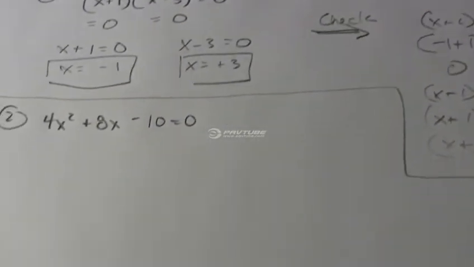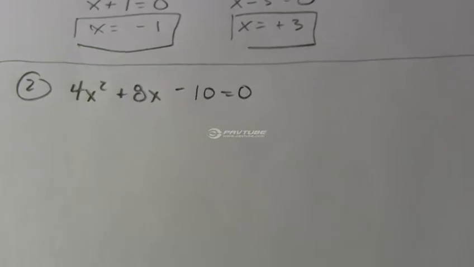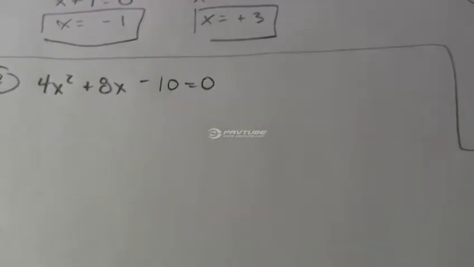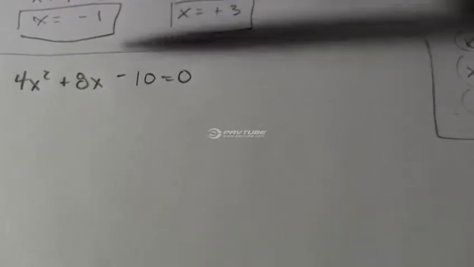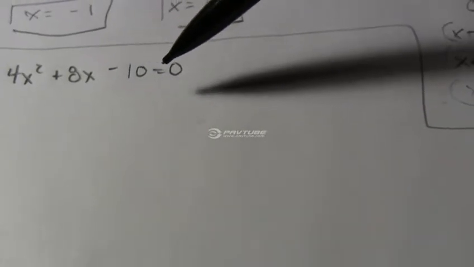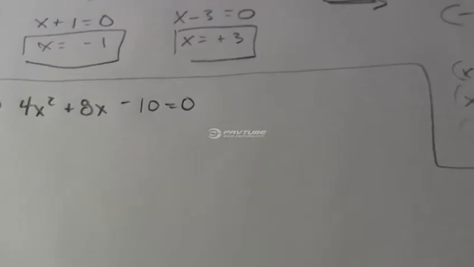Okay, so 2. 4x squared plus 8x minus 10 equals 0. Now, we're going to do this one using the quadratic equation. I haven't looked at this. It might be possible to factor this out and get to something that would look like this. But I don't know if you've done that, so I don't want to go down that road and confuse you.